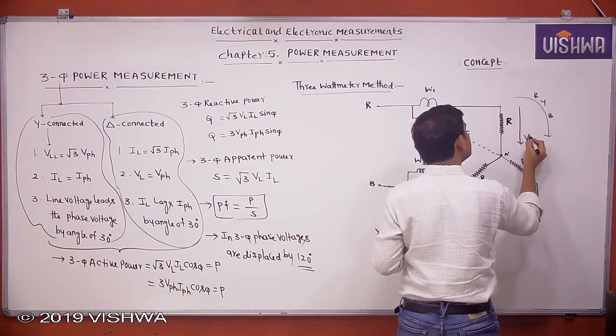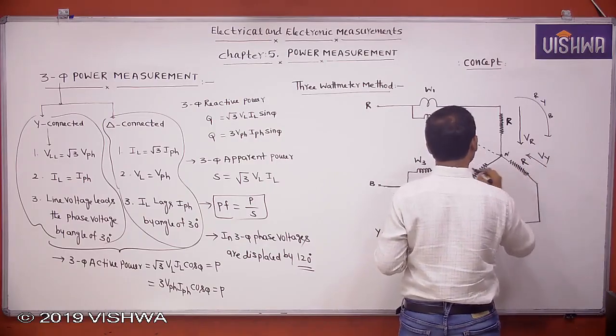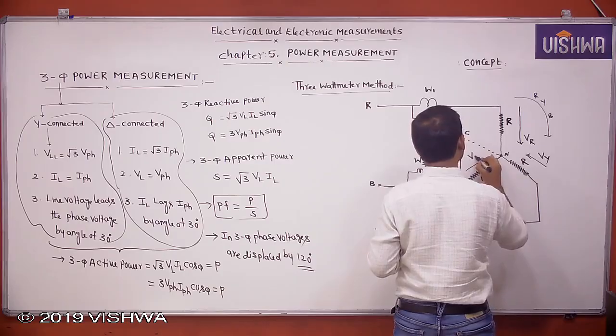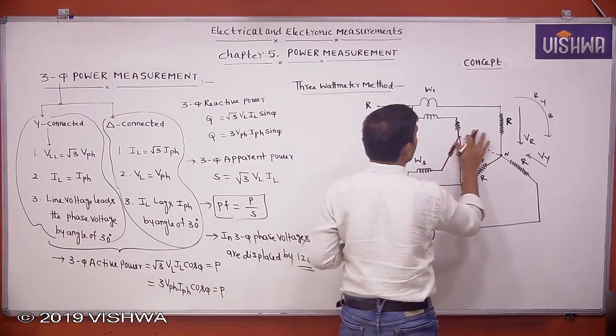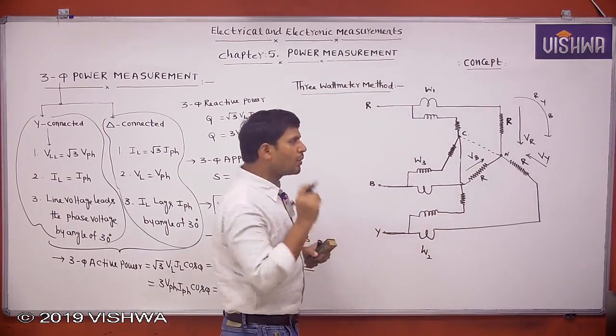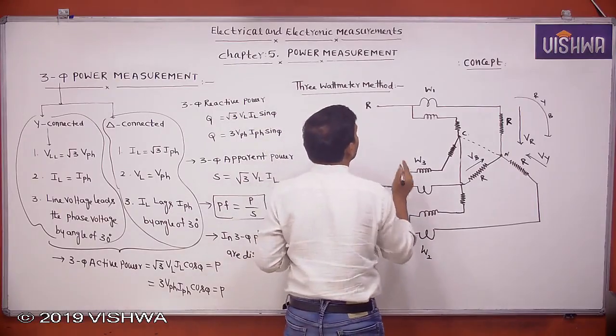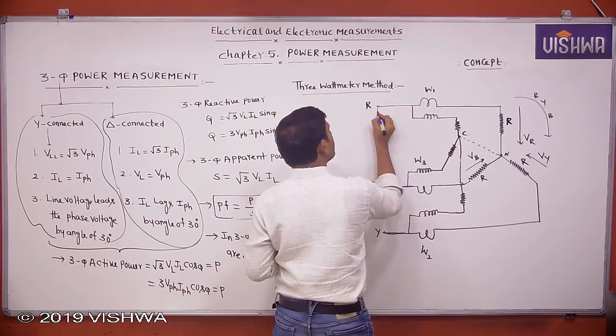This voltage is VR, this voltage is VY, and this voltage is VB. C is the common point. We have taken this as the common point. Let us assume that the common point is available. This is R, this is Y, this is B.